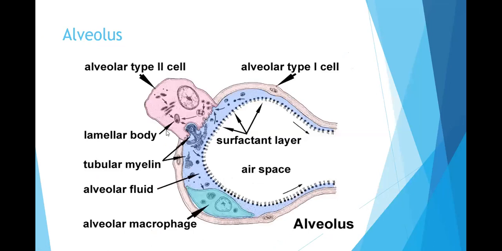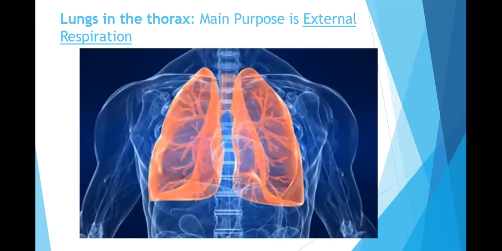This is another picture of an alveoli up close. What's the number one job for the lungs? External respiration. That's what we just said. Gas exchange between the alveoli and the capillaries. That is external respiration. Internal respiration will be gas exchange between the tissues. So it will be the tissues and the capillaries, right? Down at the tissue level. But from the outside air into the alveoli, and that transfers into the capillary, that's external respiration.